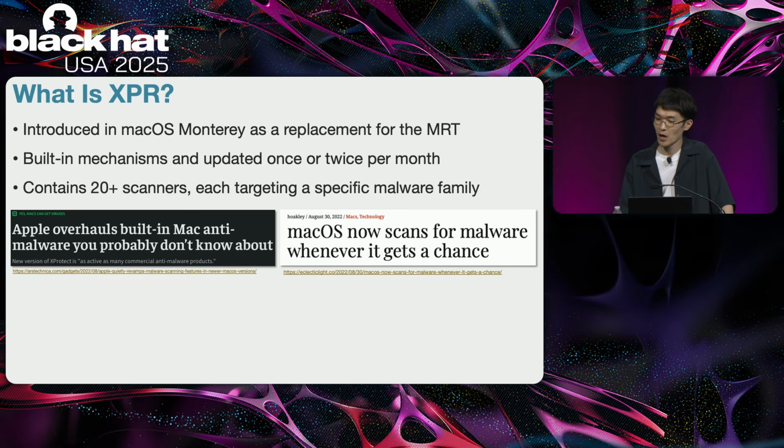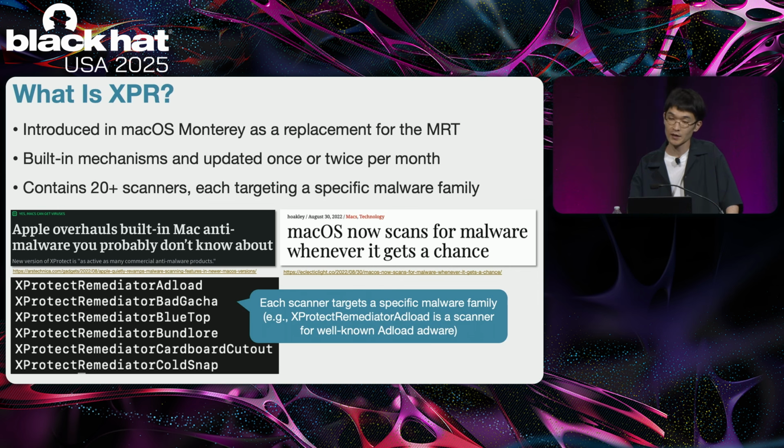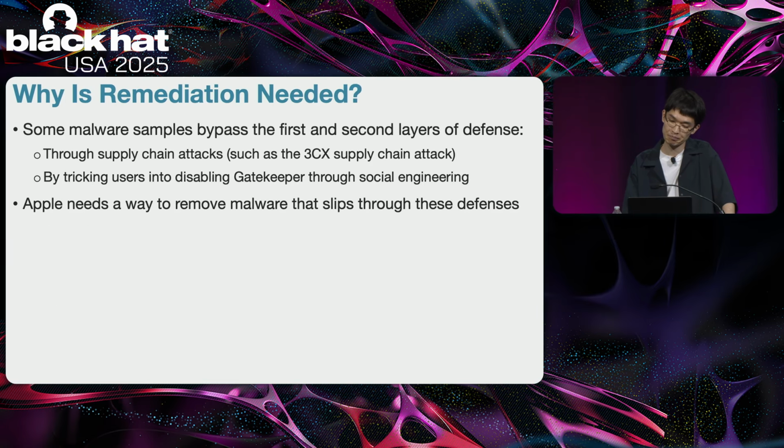XPR was introduced in macOS Monterey as a replacement for the Malware Removal Tool, MRT. Since then, MRT has stopped receiving updates. Now only XPR is updated, typically once or twice a month. As of today, XPR contains more than 20 scanning modules, and it's believed that each one targets a specific malware family. For example, a binary named XProtect Remediator Adload is a scanner that removes the well-known Adload adware. There are other XPR scanners like XProtect Remediator BadGacha, Bluetop, Banshee, etc.